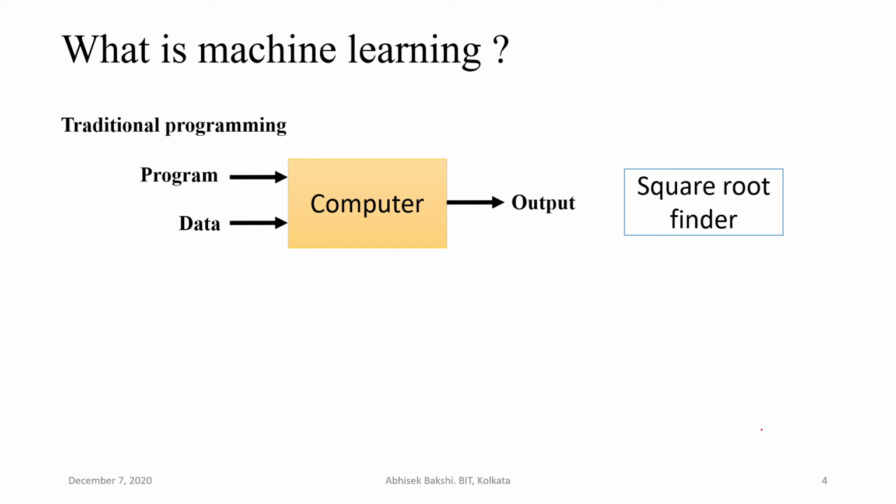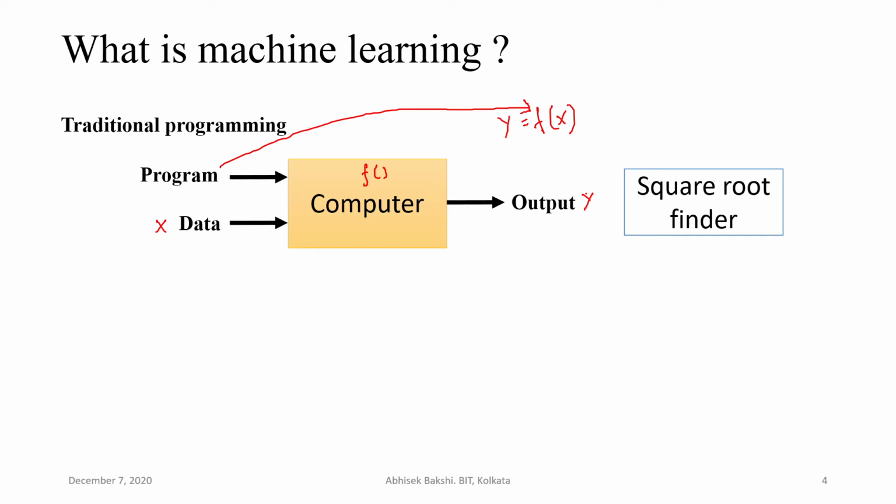Now the question is this: one thing is sure from here, that if this is x and this is y, then this is nothing but a function f. So y equals f(x). And what is this f? F is actually expressed by this program. So the program is representing some function that maps some input to output, right?